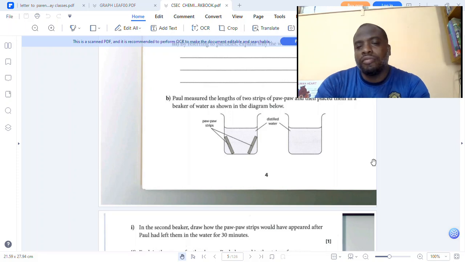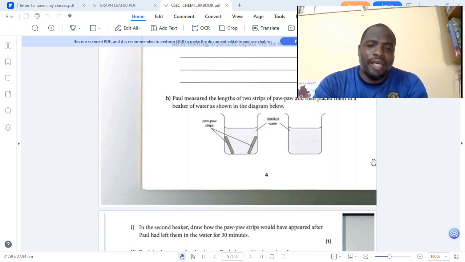Yeah? So inside the cells of the papaya, the water is compared. And that's why I said if you can identify which one has the higher concentration of water molecules, then you're good. It has fewer water molecules than the water in the beaker. And so water from the beaker is going to go into the cells of the papaya, through the process of osmosis, causing it to increase in size.